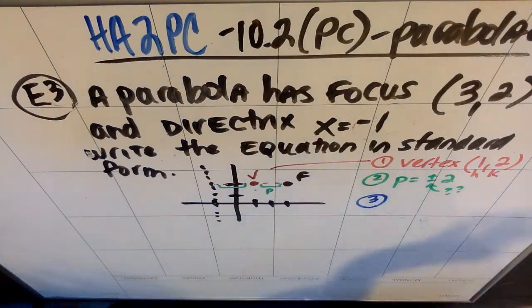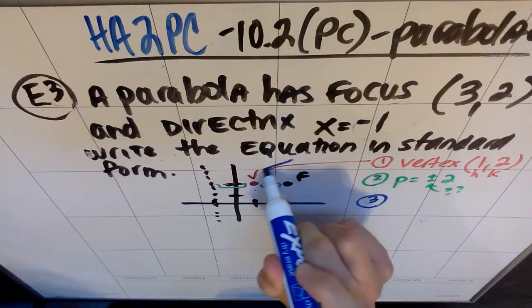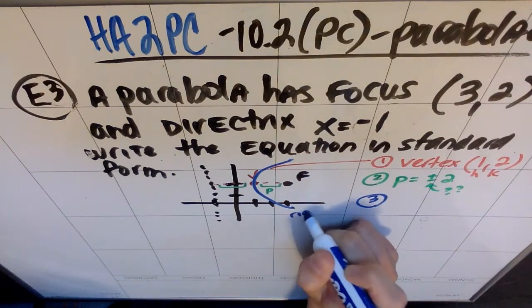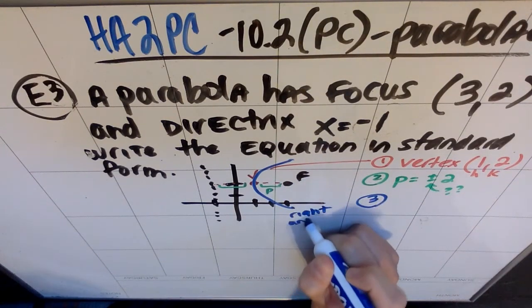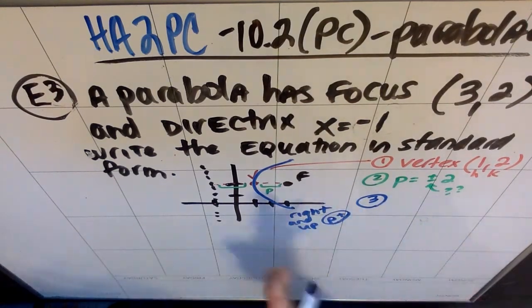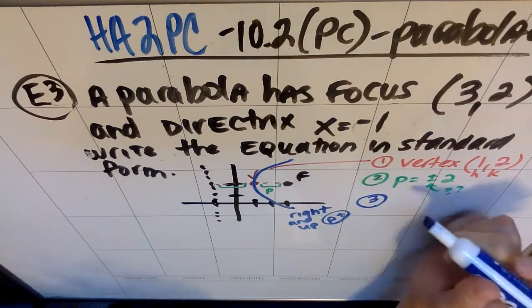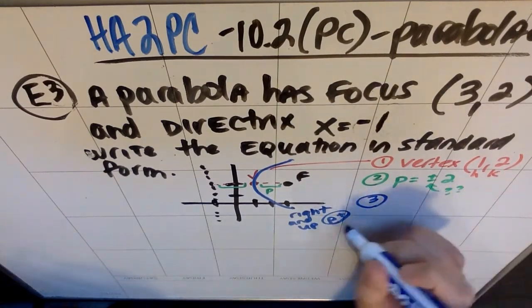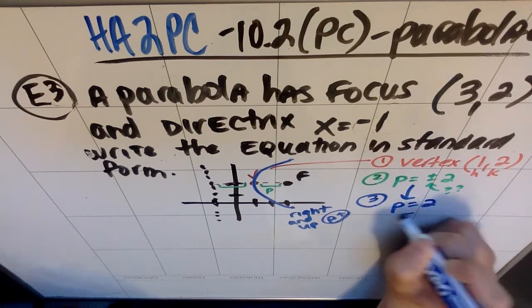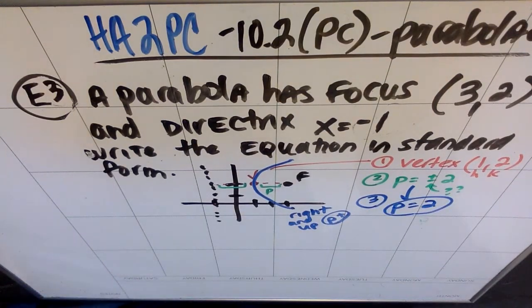Our graph always bends around the focus. Remember, like an audience turns to focus on something, right? So since this is bending to the right, so right and up are the two things that mean p is positive, and that makes sense because on the Cartesian coordinates, right is positive and so is up. So I can see that it bends to the right, and that means that p is a positive 2, right?